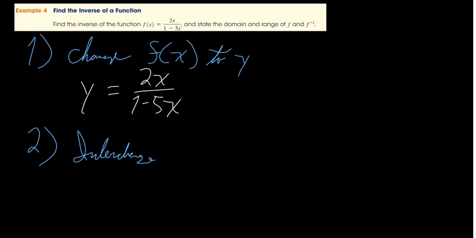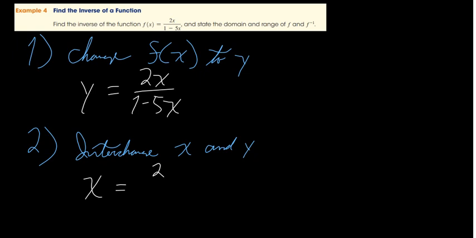We're going to interchange x and y. We're basically just going to swap them. We have x equal to 2y over 1 minus 5y.